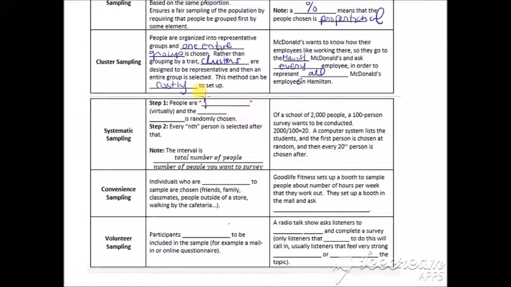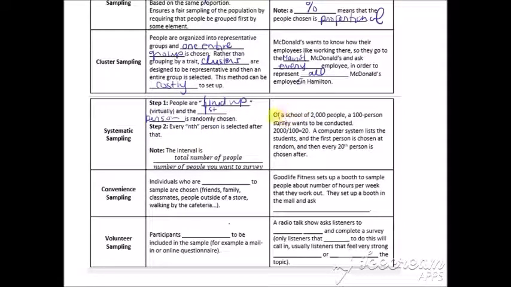Systematic sampling. People are lined up, like virtually, and the first person is randomly chosen. So first person. Okay, and then every nth person is selected after that.